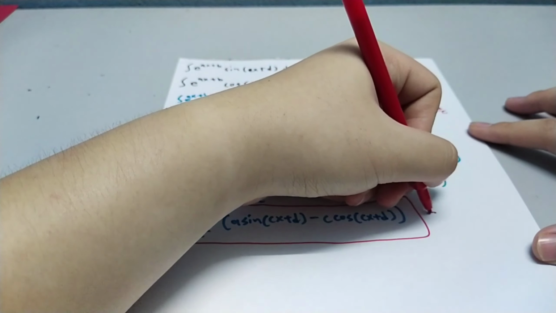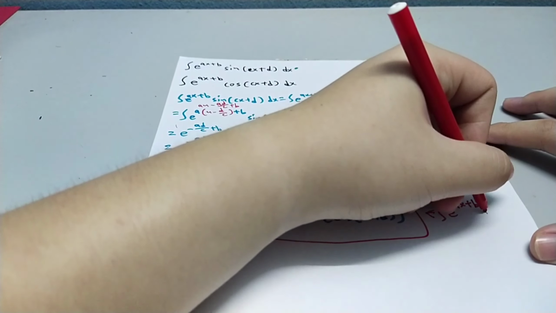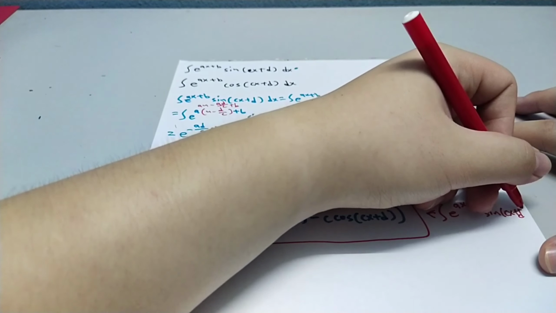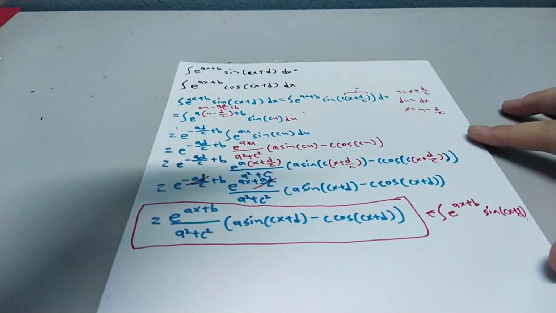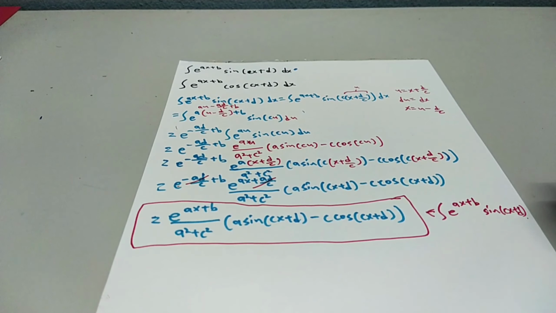So this is the integral of e power of ax plus b times sine of cx plus d dx. And let's jump to the integral of e power of ax plus b times cosine of cx plus d dx.